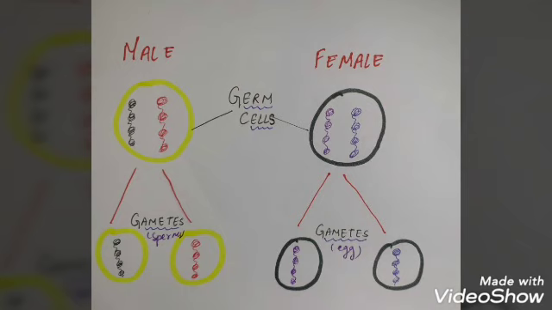Germ cells can produce gametes. Now, what are gametes? Gametes are the sex cells. For example, in human males, the gametes are sperms, and in human females, the gametes are eggs or ova. When a germ cell is ready to divide, it can divide in such a way that the resulting cell would get only half the amount of DNA content. These resulting cells, which only have the half amount of DNA, are called gametes.